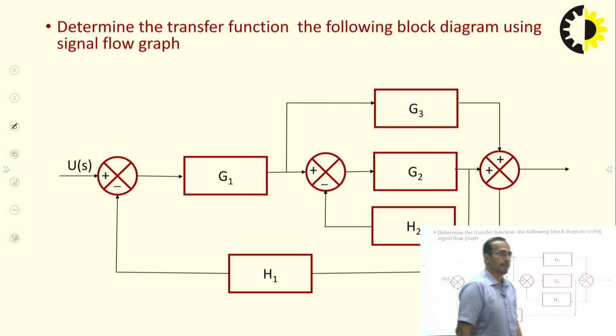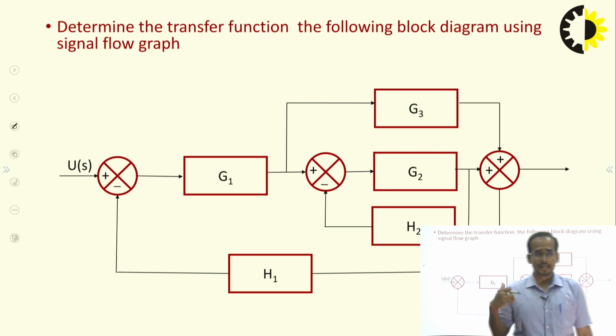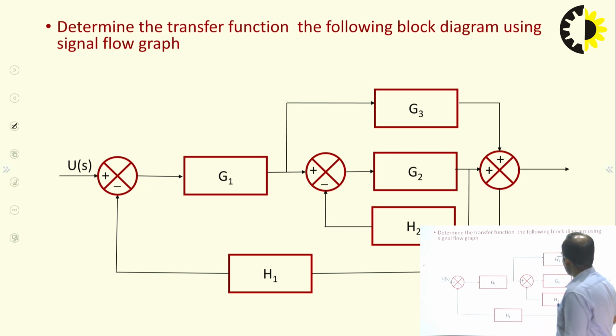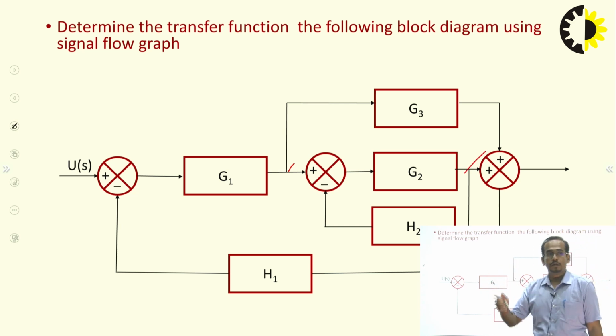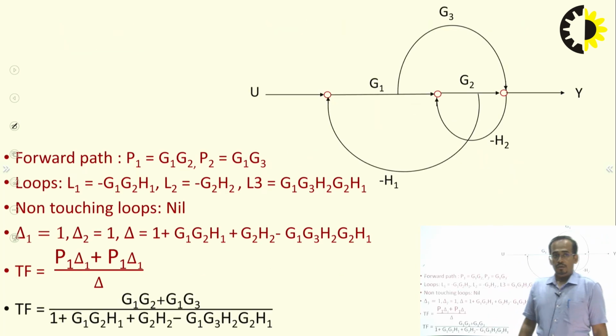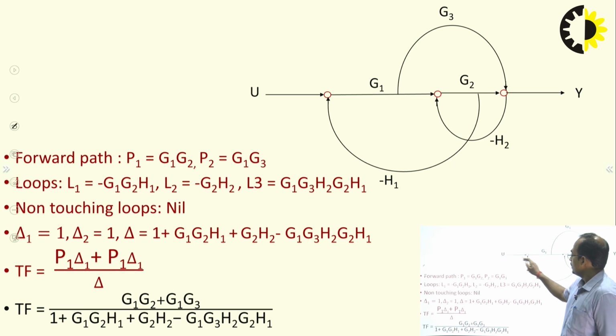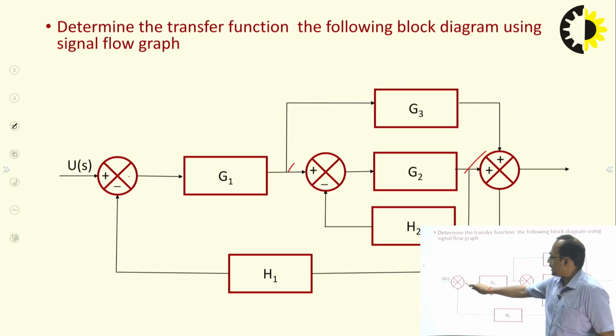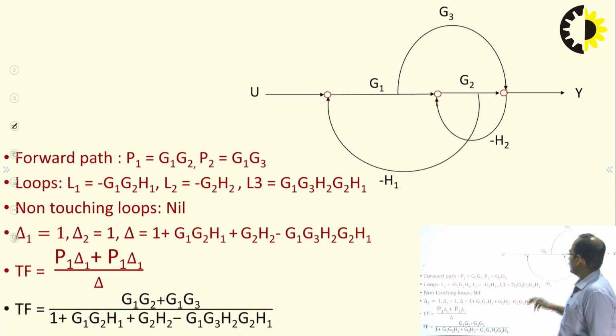Similarly, consider this block diagram. Here you can see there are 3 summing points and 2 takeoff points, so the number of nodes will be 5. You can draw it like this. U is the input. This is a node and this is a node. Between these two nodes, G1 is the gain.